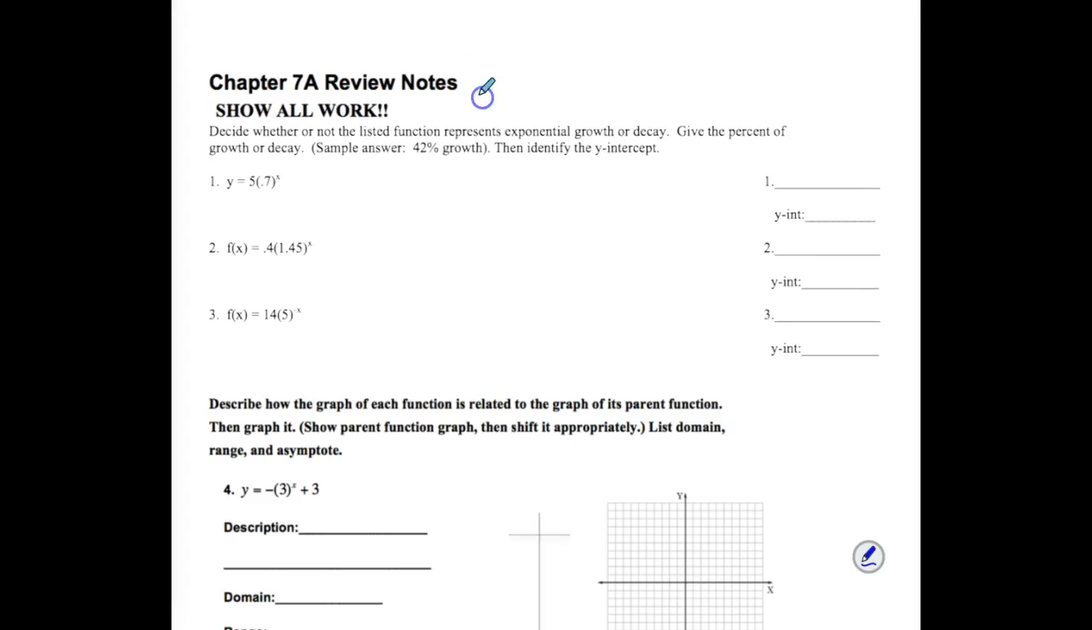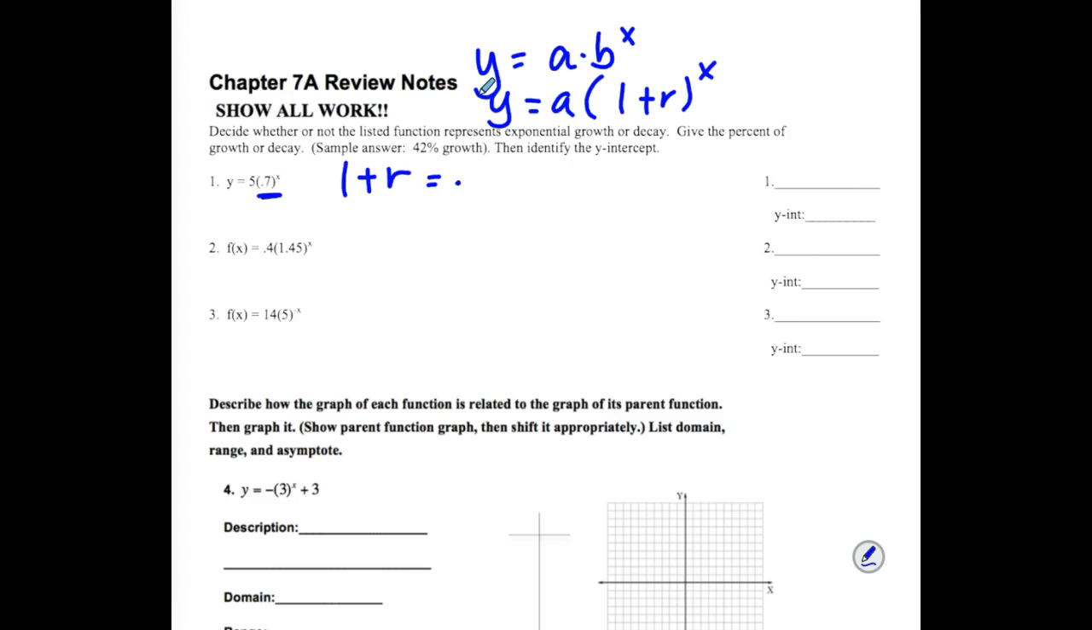So we are looking at a formula y equals a times b to the x power. Our b value is often referred to as 1 plus r, some kind of rate of increase or decrease. So what we're doing when we try to determine if it's growth or decay, we look at this piece that's being raised to the power. So our 0.7 in this case. And we're saying 1 plus something gave us 0.7. If we subtract 1 from both sides, we have r being 0.7 minus 1, or negative 0.3. That means we are going down 0.3.